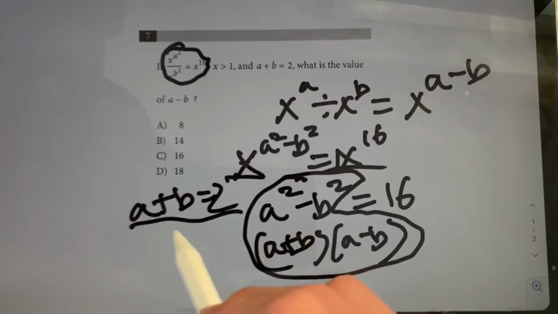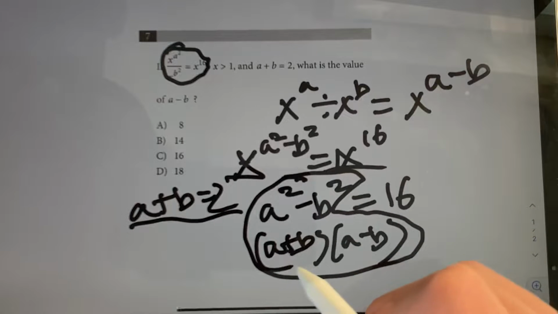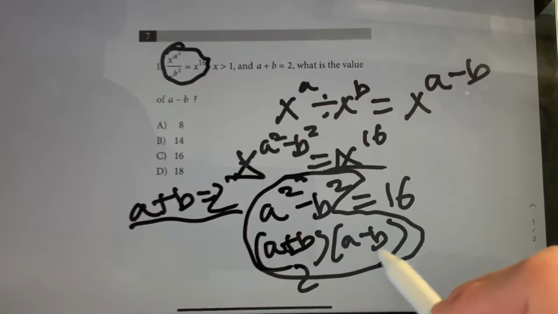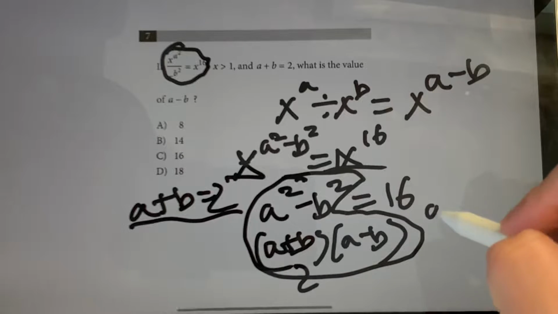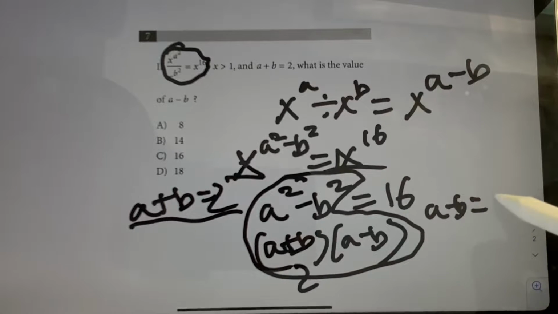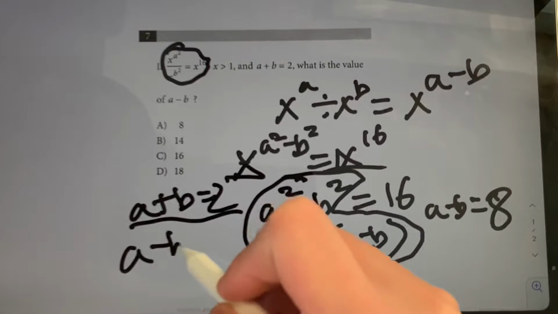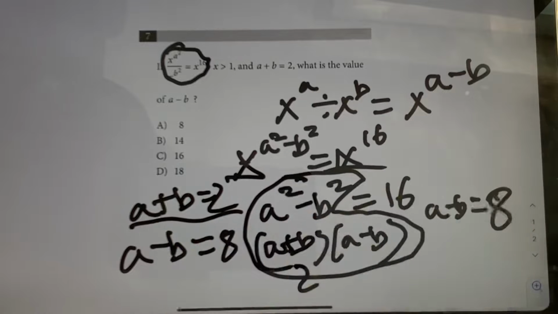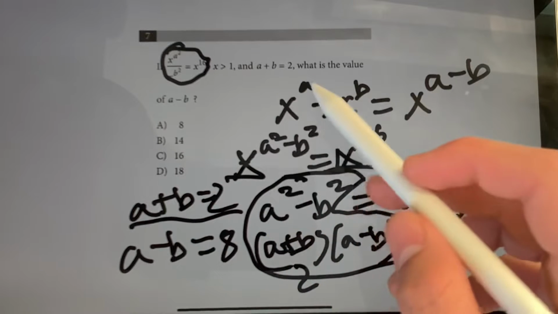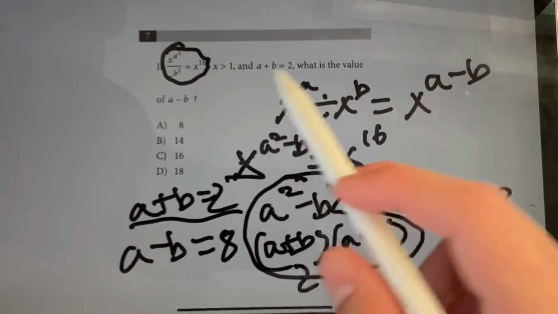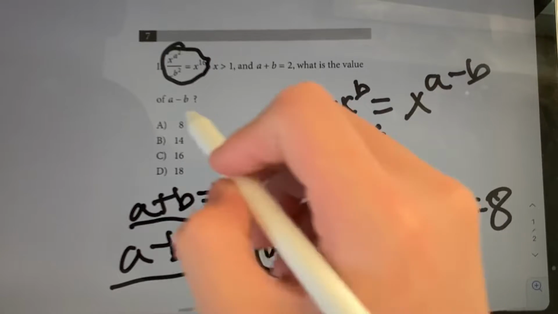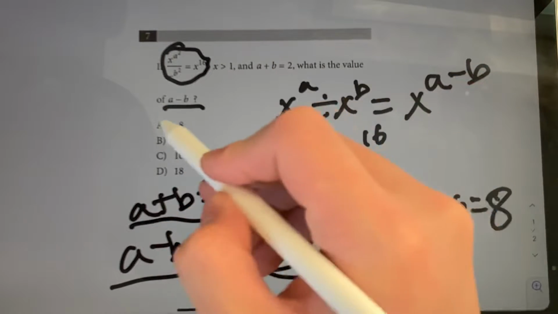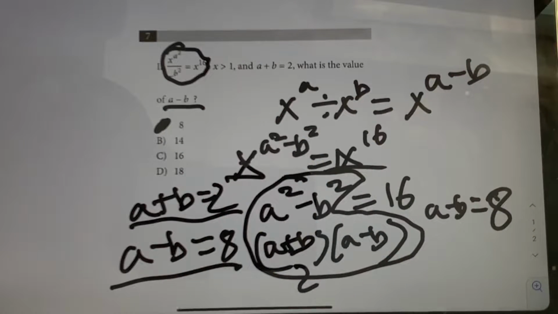Now I know the value of a plus b is equal to 2, so I substitute this in. So 2 times a minus b is equal to 16. That gives me a minus b is equal to 8. 8 times 2 is 16. Now I have a minus b is equal to 8, and a plus b is equal to 2. Actually, I don't even need to solve for a or b, because a minus b is what the question's asking for, and your answer has to be 8.